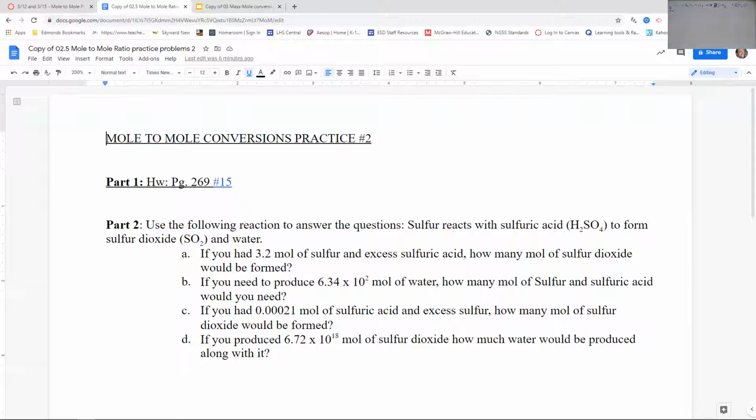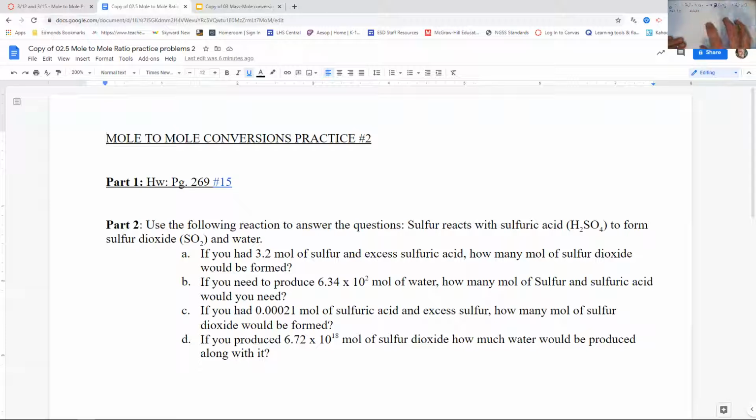If you have 3.2 moles of sulfur, you look across the equation, where's sulfur? Now, I'm not talking about sulfur in sulfuric acid or sulfur in sulfur dioxide. Just sulfur itself is right here. And this is 3.2, so I put the 3.2 here. It says you have excess of sulfuric acid. You could write the word excess in here if you want to. It means you have more than enough, or you could just ignore it. It just means you have plenty. So you have this amount of this and more than enough of that. And you want to know how many moles of sulfur dioxide would be formed.